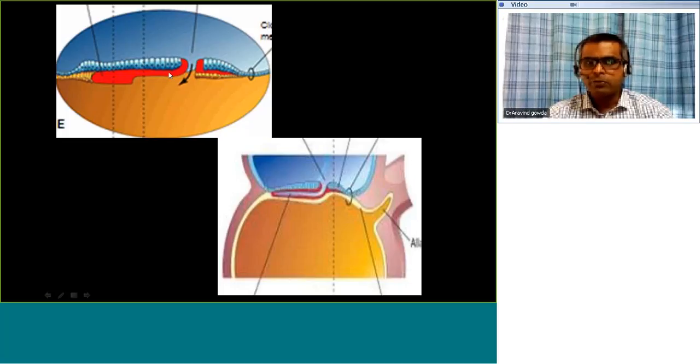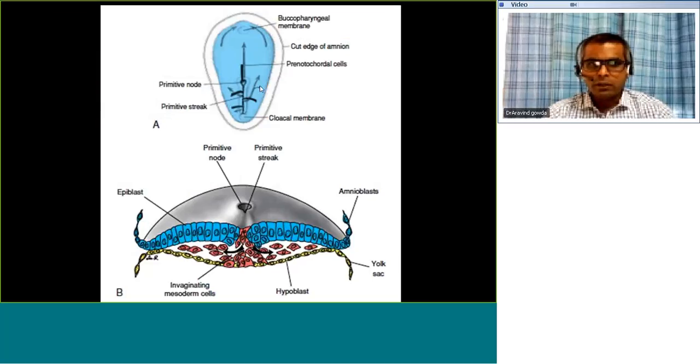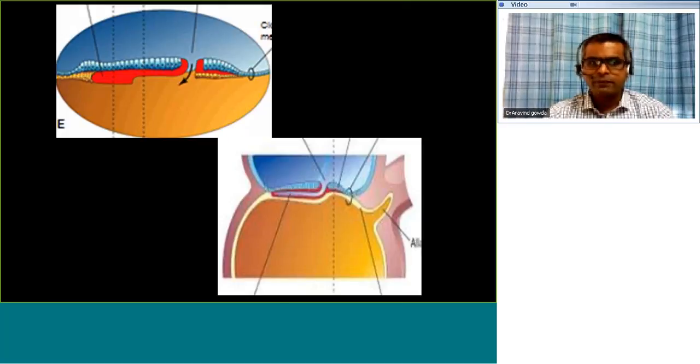If this primitive neuroectodermal canal persists for a longer time, then it gives rise to many anomalies which I will be telling you about later. Okay. So after the formation of this definitive notochord, the mesoderm will be interposed between the epiblastic cells and the hypoblastic cells. These epiblastic cells are the ones which are going to form the central nervous system. So this is the initial stage, that is the gastrulation.